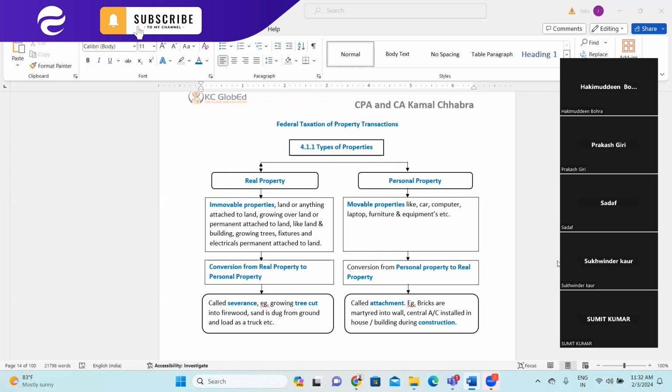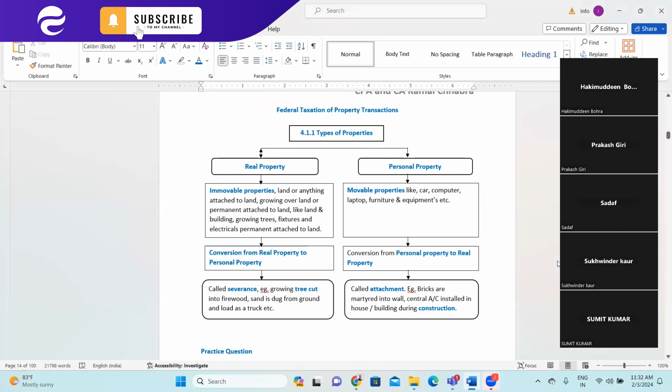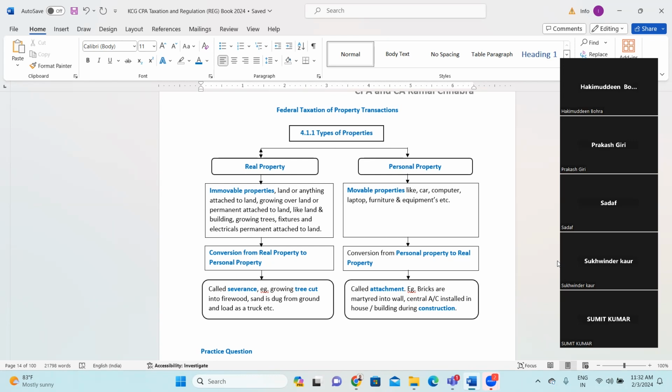Right. So, let me quickly summarize. Property is of two types, real property and personal property. Real property is that property which is land or anything which is permanently attached to the land or growing over the land. Personal property is all other categories of movable property. It is possible that real property can convert into personal property, and it is also possible that personal property can convert into real property. Both things are possible, but you need to understand the scenario case by case, right?